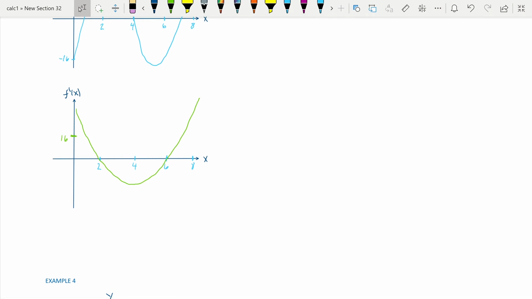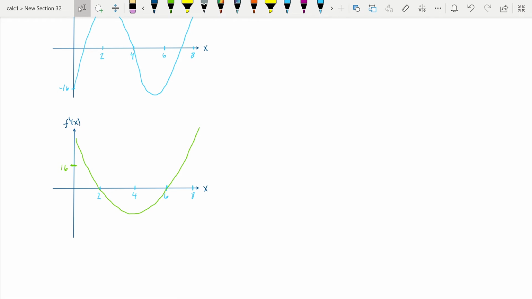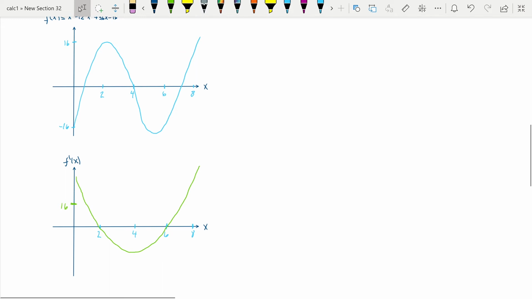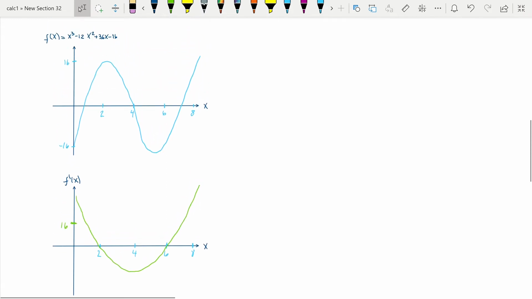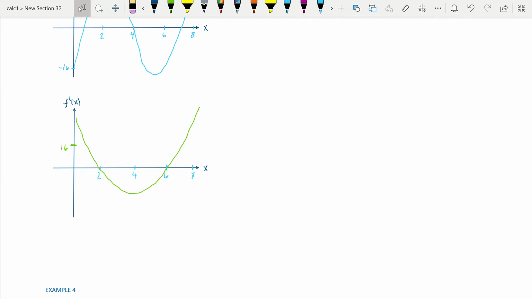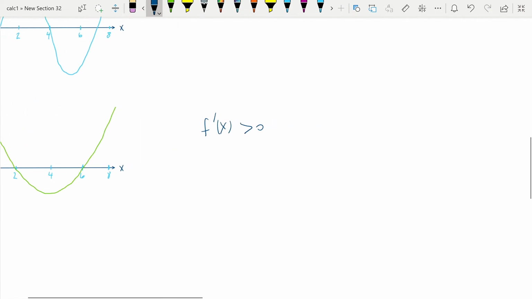This is the graph of f prime. And this is a quadratic function. We'll see that this actually corresponds to a quadratic function because it comes from differentiating a cubic polynomial. But if f prime is positive on an open interval, it means that all the slopes of the graph of the function are positive. So these are positive slopes.